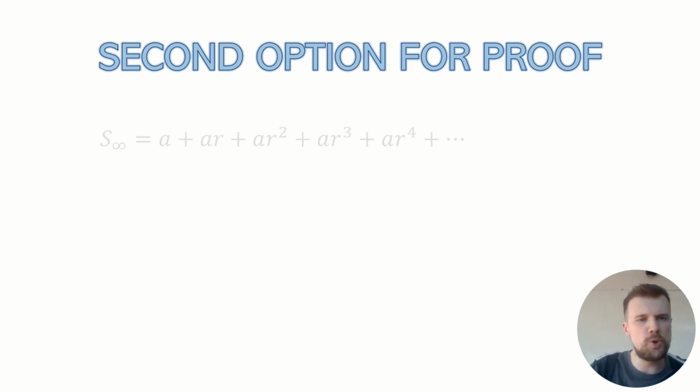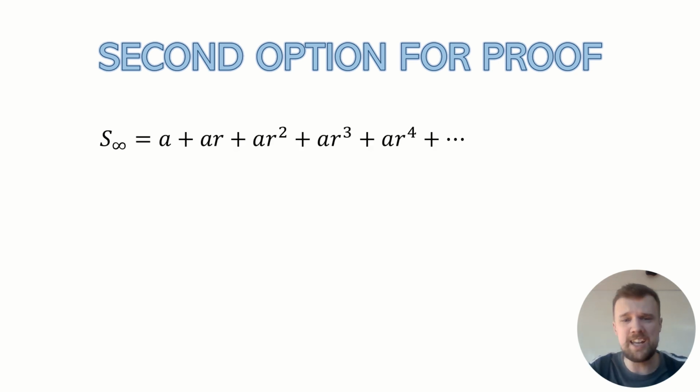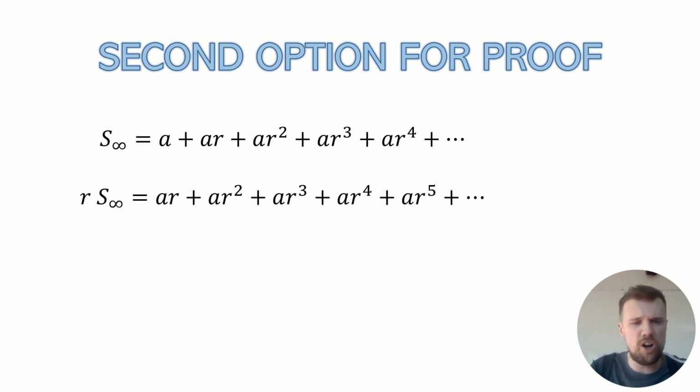So if you start off with S infinity, that is this expression here. We're adding all the terms in a geometric sequence together infinitely forever. And here's the sneaky thing. You could multiply this entire sequence by r. So r lots of S infinity will get ar plus ar squared plus ar cubed. And that's interesting because you'll notice there's a lot of similarities between r lots of S infinity and S infinity. In fact, the only thing that's different is that S infinity starts with an a, so it's got that extra thing, it appears.